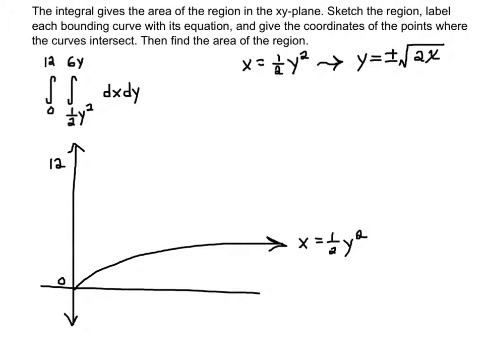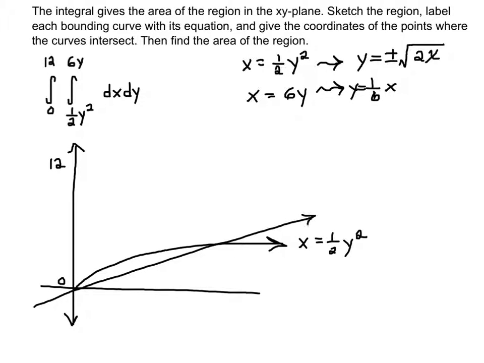Now our other line says that x is equal to 6y. And if we want to think of this as y is a function of x, well then we would say that y is equal to 1/6 x. That's a direct variation, and that's going to look something like this. And this is the line x is equal to 6y. So the area that we're looking at is this area right here.